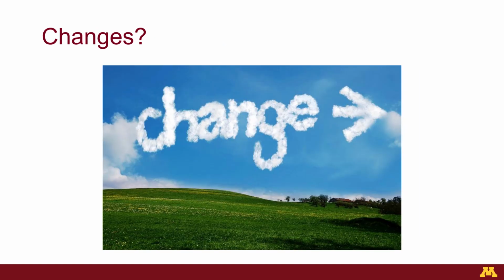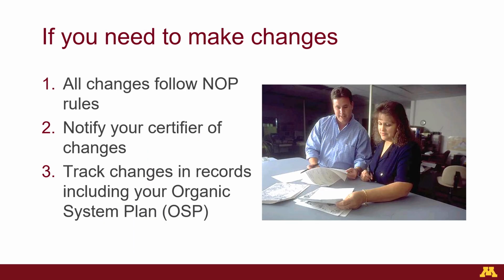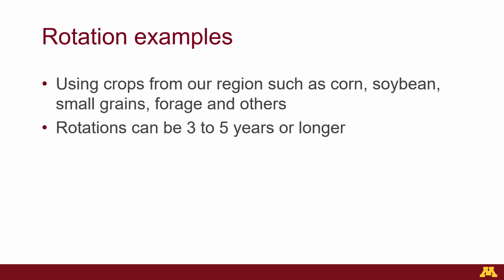What happens if you need to make changes? Your organic system plan indicates what you intend your rotation to be, but of course, you are allowed to make some changes when necessary. Changes still need to adhere to NOP rules for rotations. For example, corn can't follow corn. It is very important to notify your certifier of changes prior to making them. Keep track of any rotation changes in all records, including your OSP.